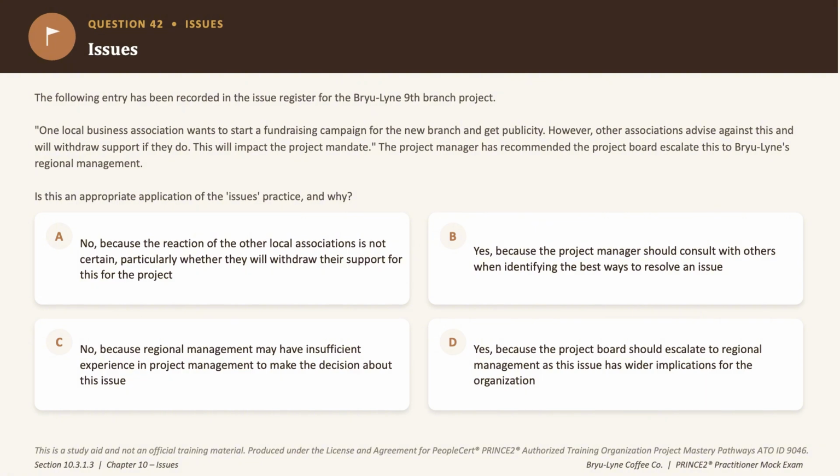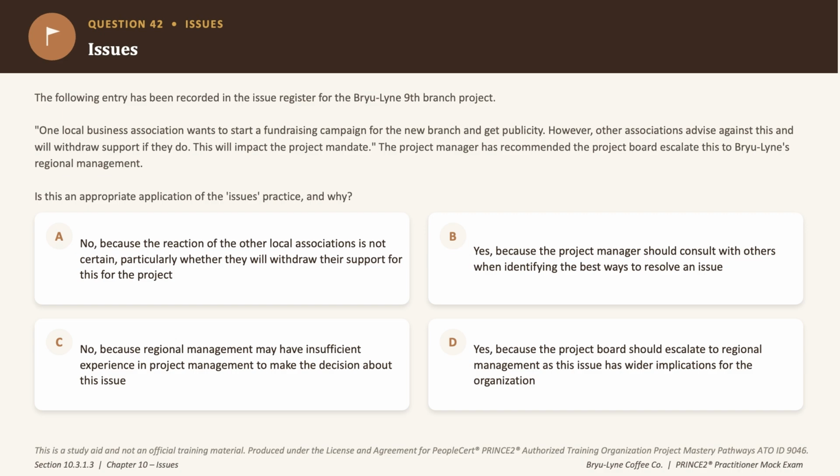Moving on, question number 42. So one local business association wants to fundraise publicly for the new branch, but other associations are threatening to withdraw their support if that happens. And the project manager has recommended escalating this to Brewine's regional management. Now, the key concern here is this will put the project mandate in question, which is very, very fundamental and foundational. So the question is, is this an appropriate application of the issues practice and why?